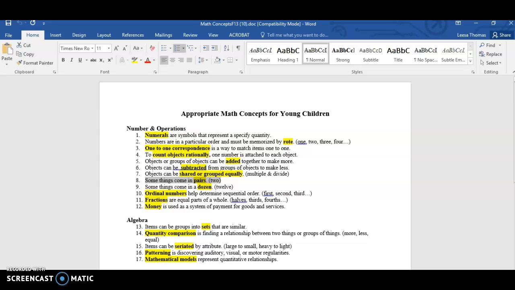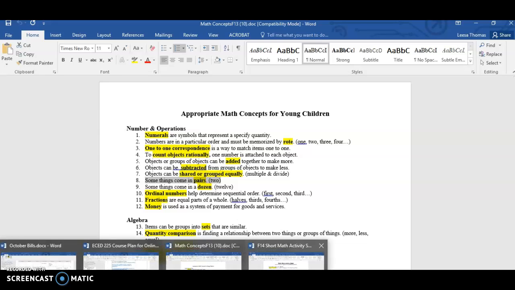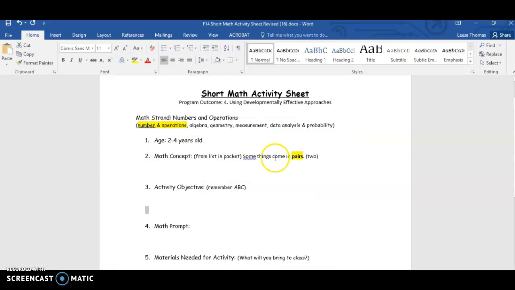And you saw from my document that I had already selected numbers and operations number 8. And so I had just copied and pasted some things come in pairs into my lesson, and I kind of had to think about this. What's developmentally appropriate for young children? What's a common age that children start to notice that things match? And I thought, oh, this is something toddlers can do, and toddlers all the way up to 4 years of age. And so that's how I determine my age range.